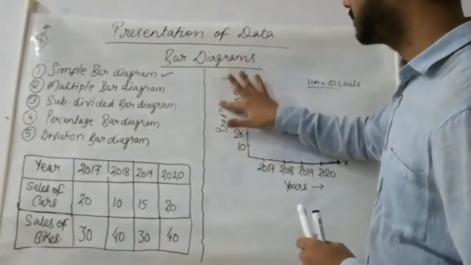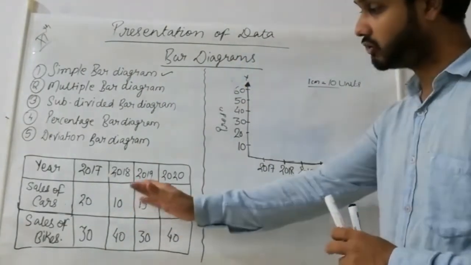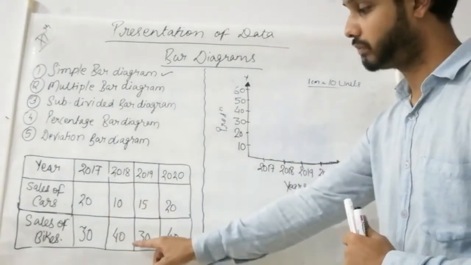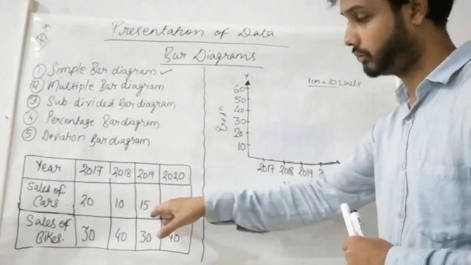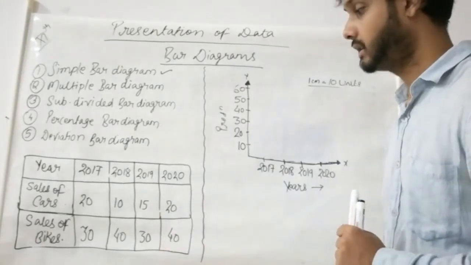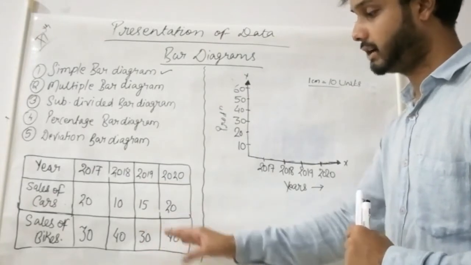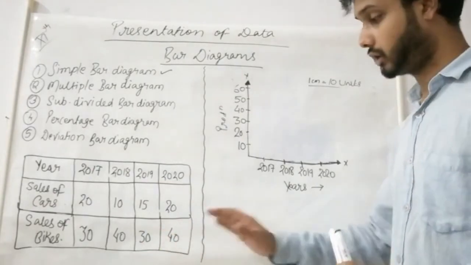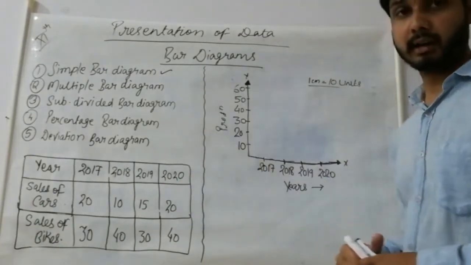Then here we have 2018, the sales of car is 10 and sales of bike is 40. For 2019, the company has sold 15 cars and 30 bikes. And then in 2020, sales of cars is 20 and 40 bikes are sold. How will we represent this in a subdivided bar diagram?